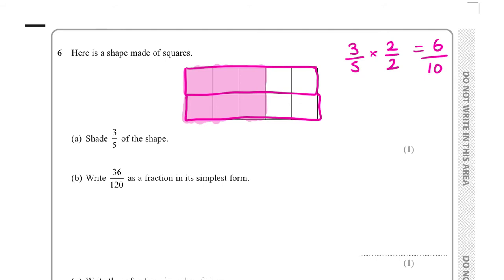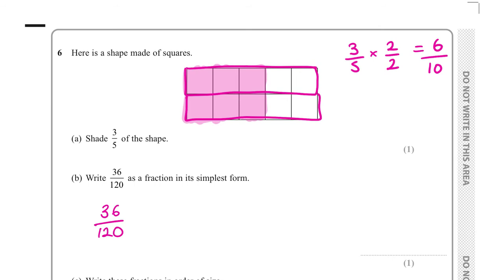Next one says, write 36 over 120 as a fraction in its simplest form. 36 out of 120. Do 36 or 120 have a common factor? They're both multiples of 10? Not quite. 36 is not a multiple of 10. They're both in the 6 times table and the 2 times table and the 12 times table. However, 12 is our highest common factor, but it's okay if you don't know that yet.